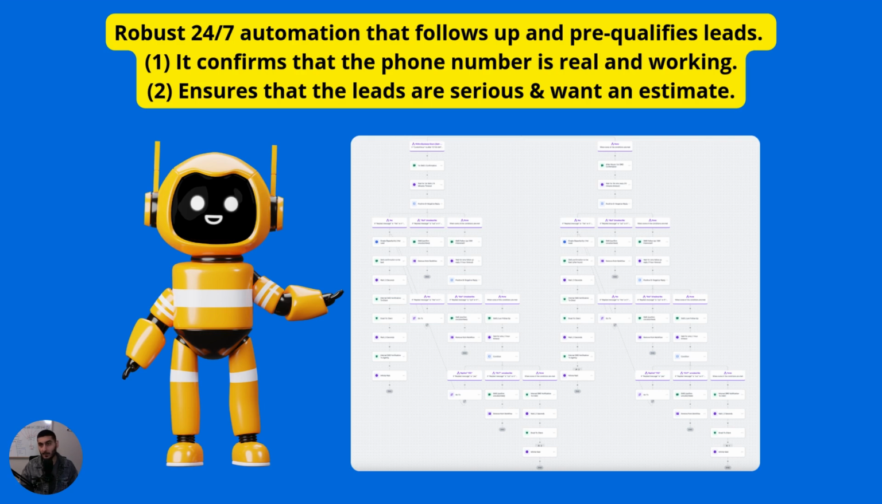Now, number two is that we pre-qualify leads 2 separate times. We have a robust 24/7 automation that follows up and pre-qualifies leads. Because when someone fills out a form on Facebook, we're not just going to assume that they're legit leads right away. Because some people just fill out the form out of curiosity. Some have entered a wrong number, and some are just not serious. They're just time wasters or tire kickers, and you don't want to deal with them.